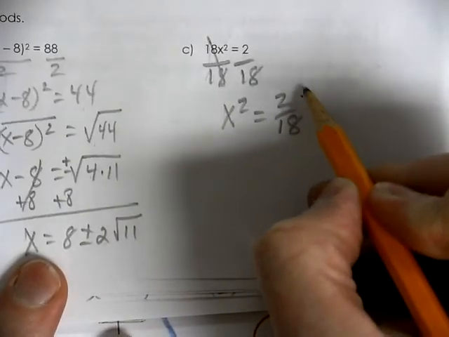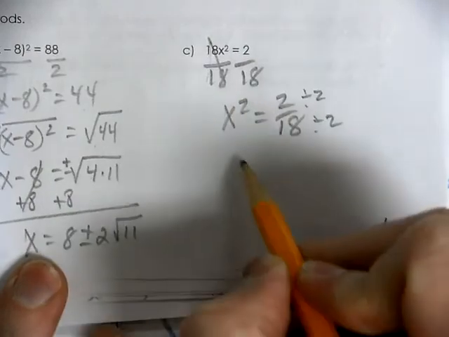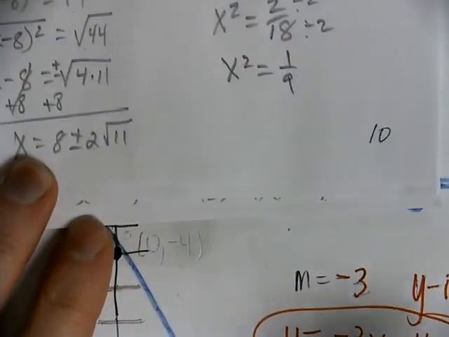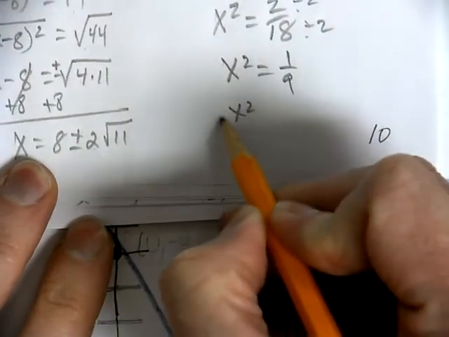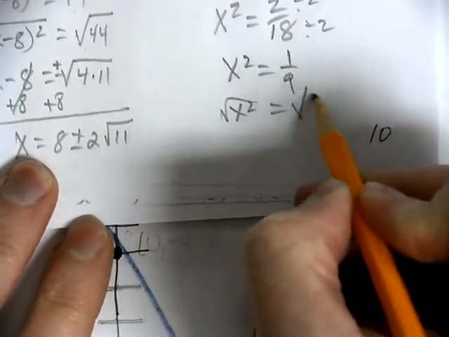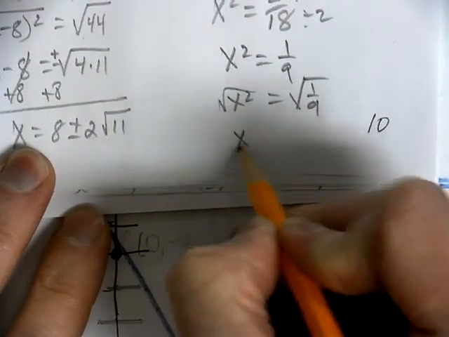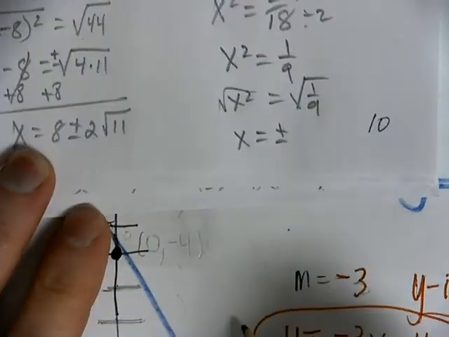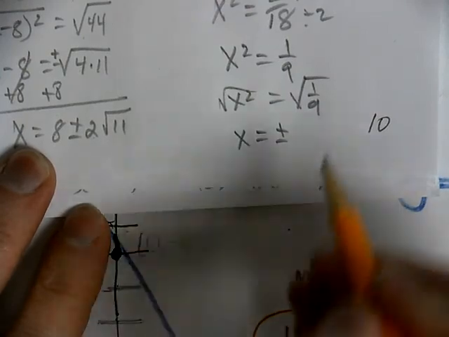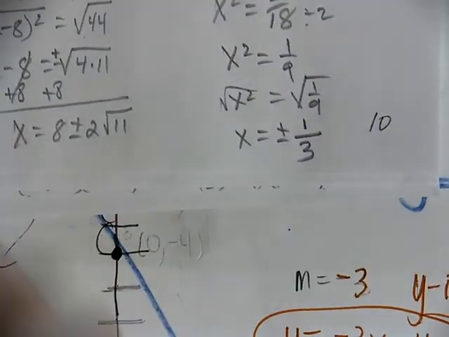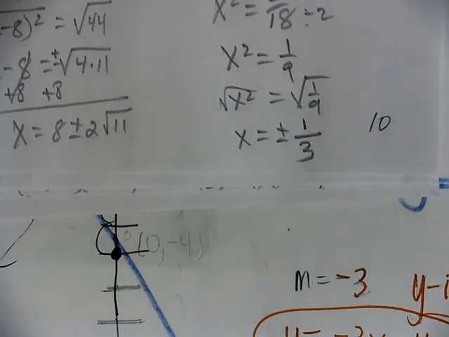I'm going to reduce this first. I'm going to divide by 2, divide by 2. So x squared equals 1/9. Then I'm going to take the square root of both sides. And we know that when we take the square root of both sides, we get plus or minus. We take the square root of the top, which is 1, and we take the square root of the bottom, which is 3. So you get plus or minus 1/3.